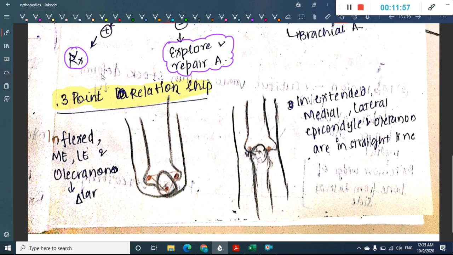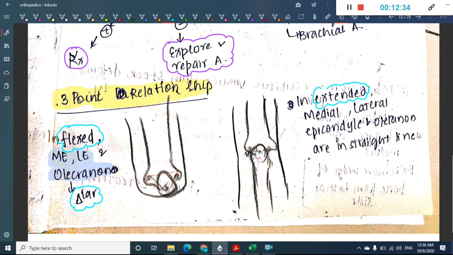First of all, the 3 points are the medial epicondyle, lateral epicondyle and olecranon. In the flexed elbow, these 3 points form a triangle. Similarly, in the extended elbow, these 3 points form a straight line. So in the flexed condition, these 3 form a triangle, see this is 1, 2, 3 and they are forming a triangle. In the extended state, these 3 are forming a straight line, right?